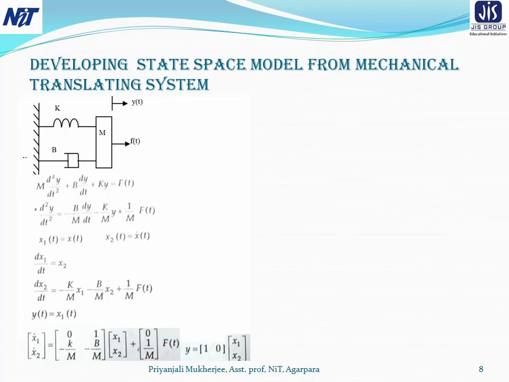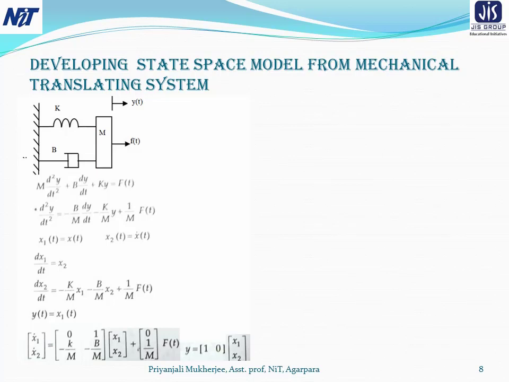Next is plus b dy/dt. B is the damping coefficient and dy/dt is the velocity of this system, plus ky, where k represents the spring constant and y is the displacement of the given system, and f of t is the applied force. So after writing this equation, we can write d square y/dt square, as it is the highest power, so we have kept this on the left hand side, and d square y/dt square is equal to minus b by m dy/dt minus k by m y plus f by m.